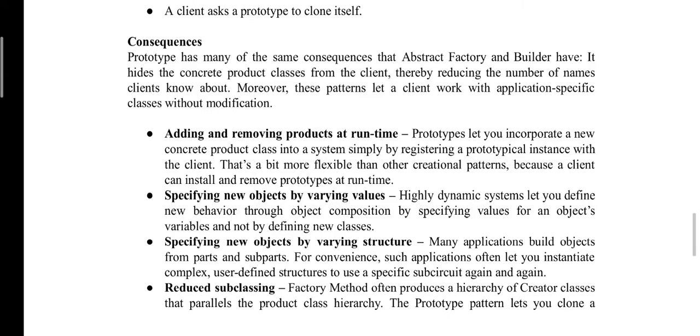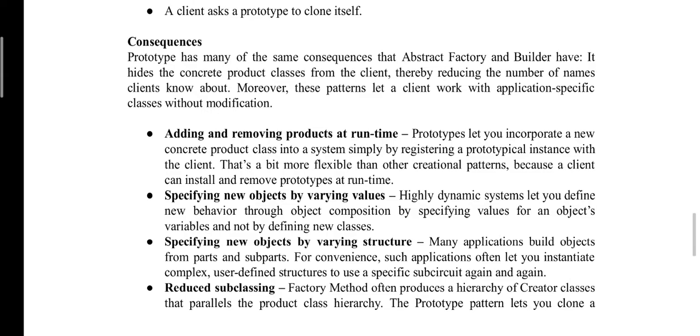Next is specifying new objects by varying values. That means highly dynamic systems let you define new behavior through object composition by specifying values for an object's variables and not by defining new classes. So you can specify a new object by changing its values. Then the third consequence is specifying new objects by varying structure. The first thing is that you can change the values, and the second is that you can change the object's structure and specify it at runtime.